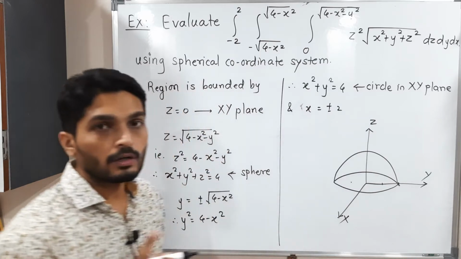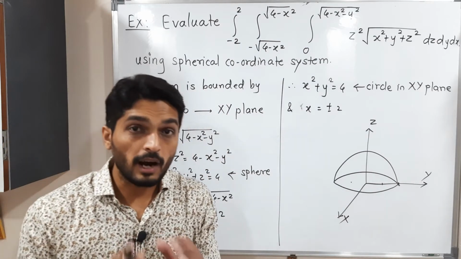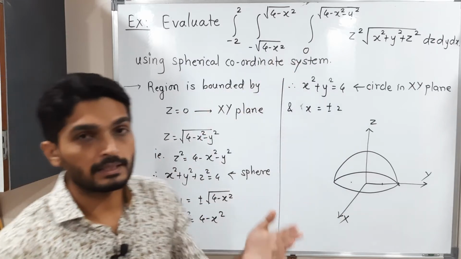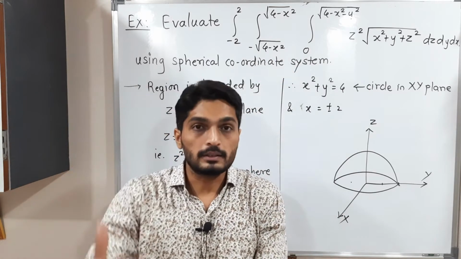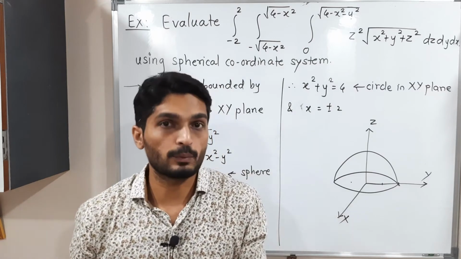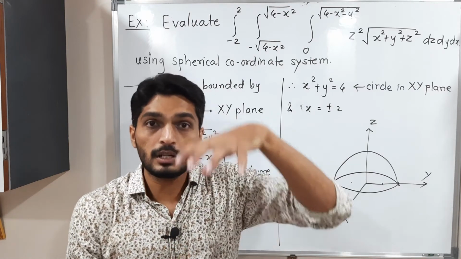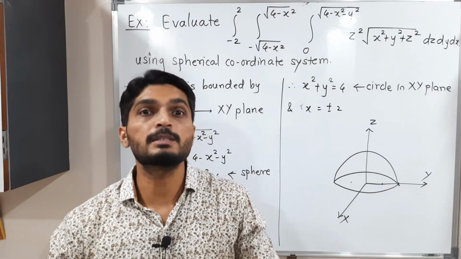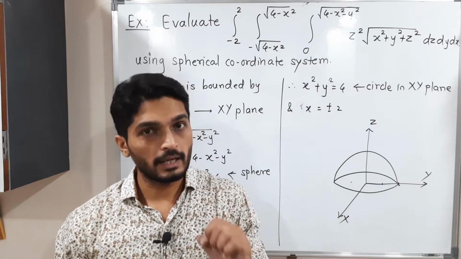But I will not draw the complete sphere. I will draw just a half sphere because it is bounded below by the xy plane, z equals 0. We form the region bounded above by a sphere but below by the xy plane. So we should consider just the upper half of the sphere. It has one more name, that is hemisphere. We can call it a hemisphere.